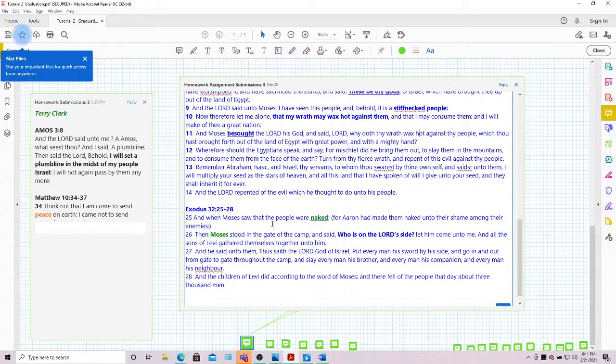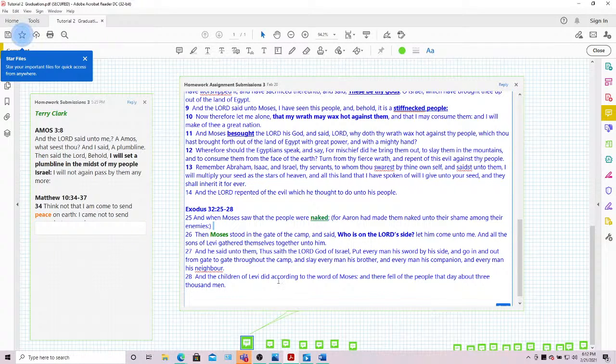"And when Moses saw that the people were naked, for Aaron had made them naked unto their shame among their enemies, then Moses stood in the gate of the camp and said, Who is on the Lord's side? Let him come unto me. And all the sons of Levi gathered themselves together unto him. And he said unto them, Thus saith the Lord God of Israel, put every man his sword by his side, and go in and out from gate to gate throughout the camp, and slay every man his brother, and every man his companion, and every man his neighbor.